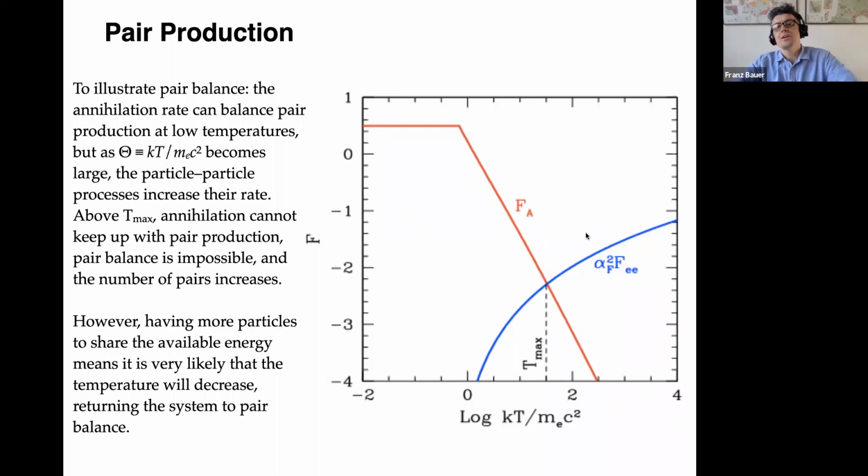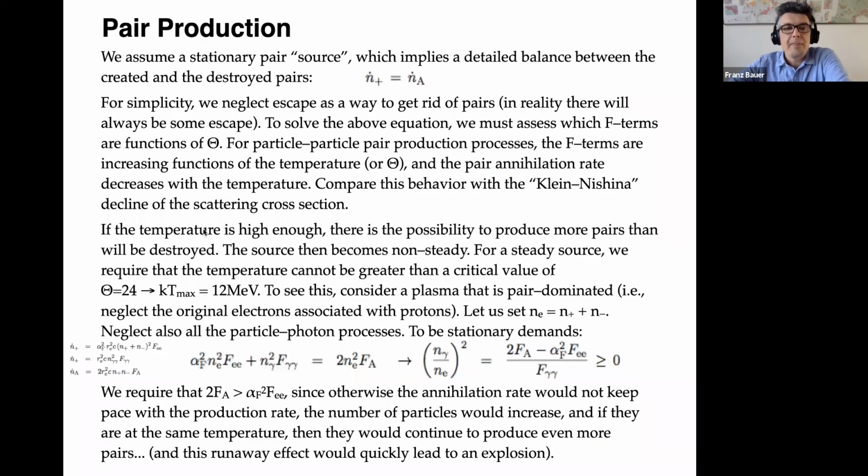So for a given temperature, and this is obviously a temperature which is much higher than the rest mass or the rest energy of the electrons, you will start to go into a non-steady state solution. And so a steady state solution is going to be one where you're sitting in this regime. So basically, if the temperature is high enough, the possibility of producing more pairs will be higher than the ones that are destroyed, right? And so we're in non-steady state. So in order to be in a steady state, we require this condition. So this thing equals 24, or the max temperature has to be greater than 12 MeV.